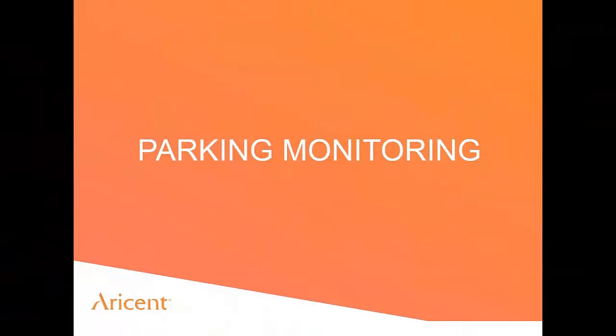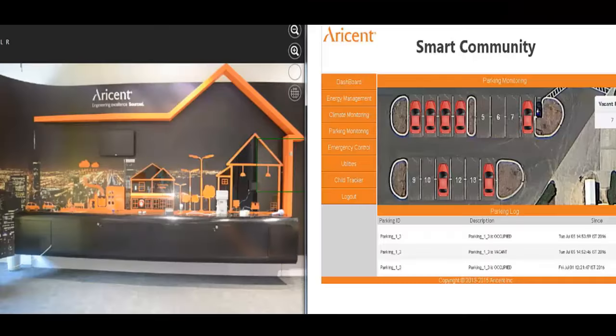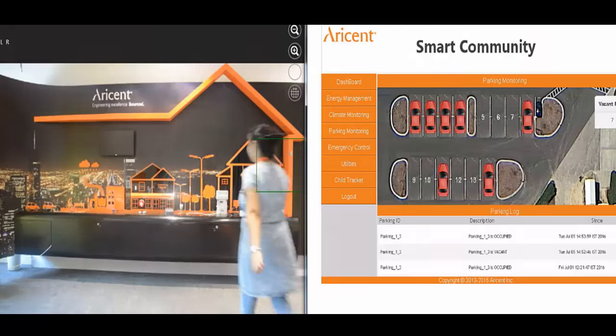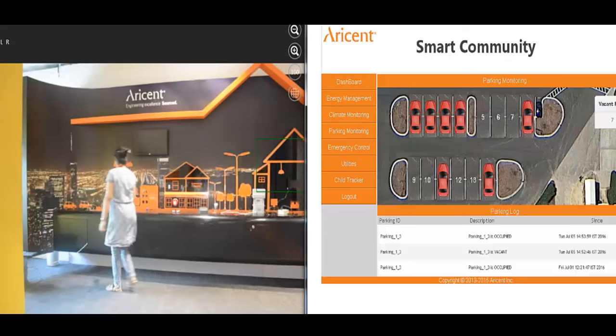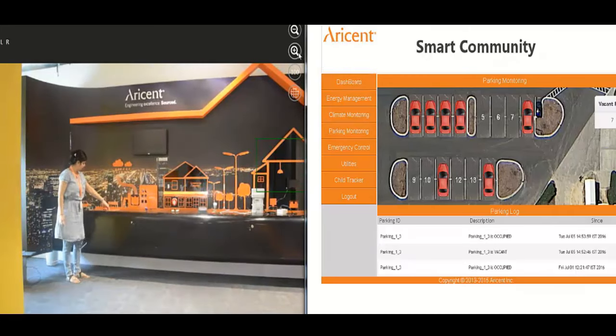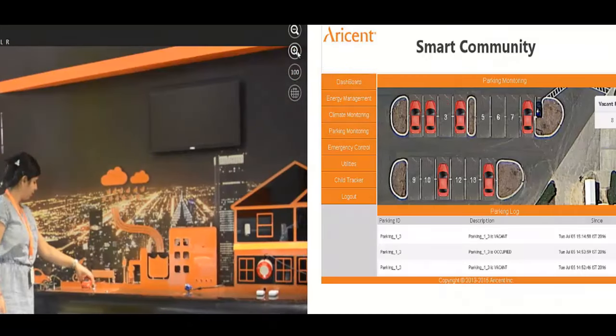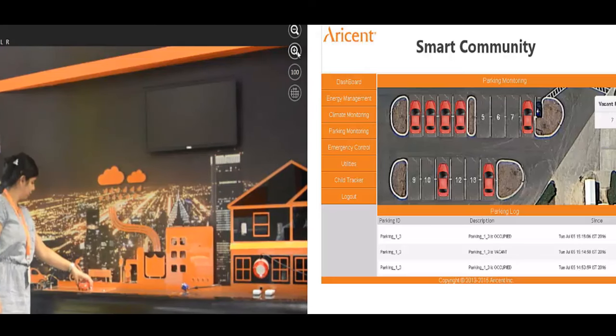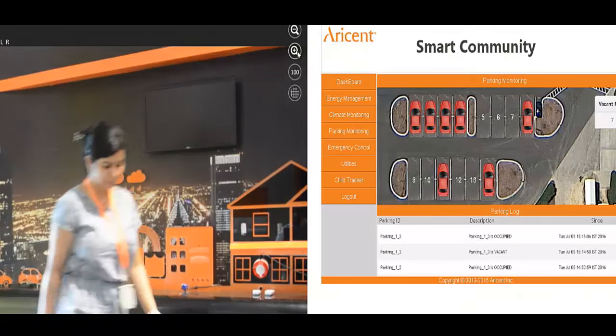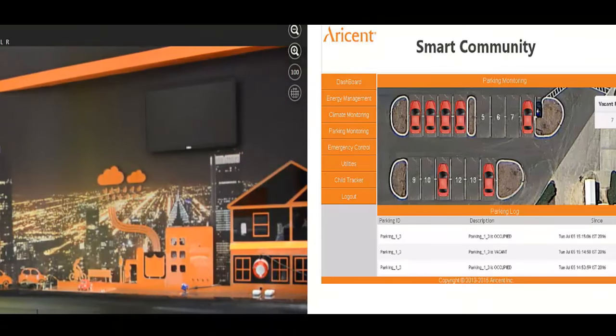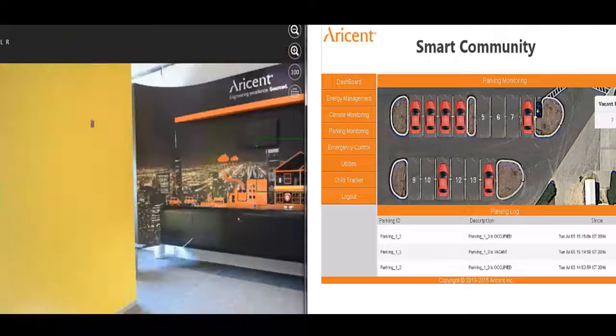The next option is parking monitoring. This option allows the estate manager to check the status of the various parking lots in the visitor area of the community. As we see, when the toy car is removed, there is one vacant spot, and once the car is parked again, there are no available parking slots. We have another demo with real car parking and real cars.